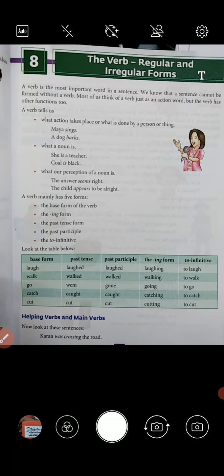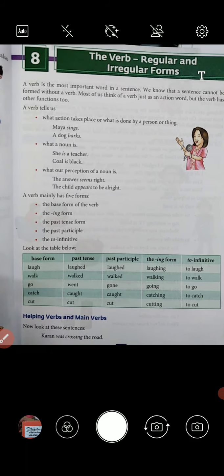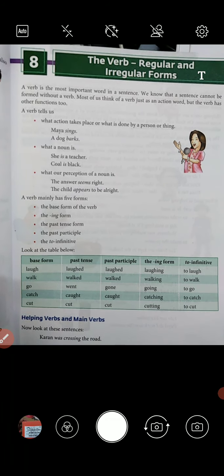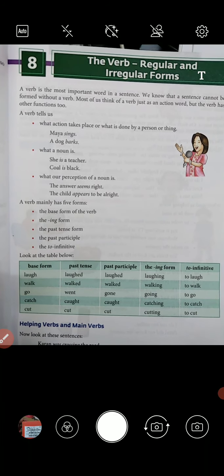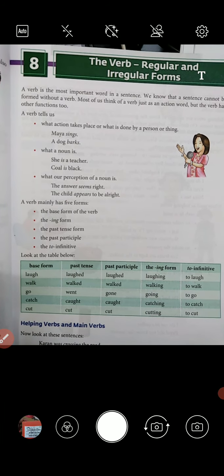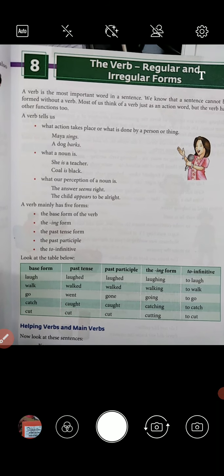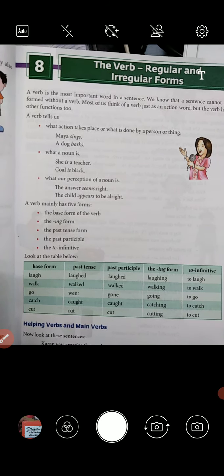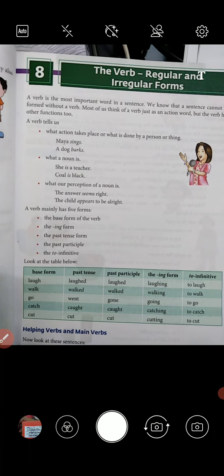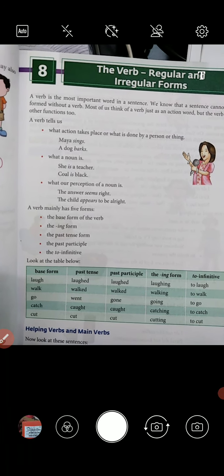Now let us look at the second function: what a noun is. Now look at the sentence: She is a teacher. So here in this sentence, she is the noun, and what does the noun do? She is a teacher. So is is the verb in this sentence.